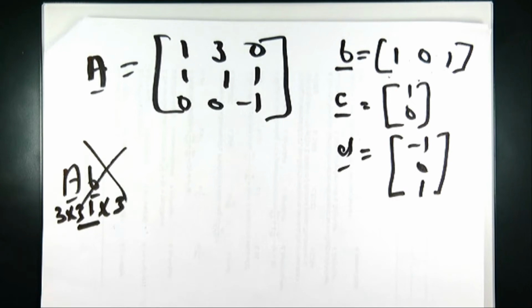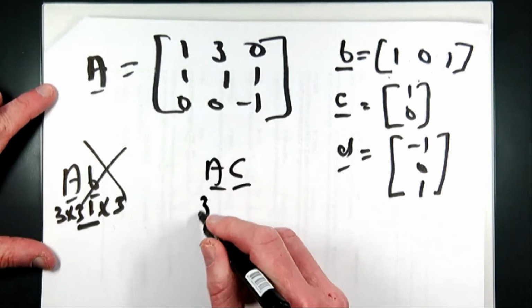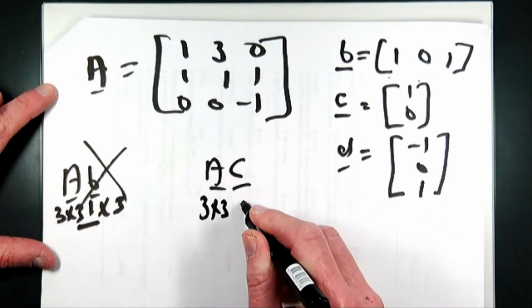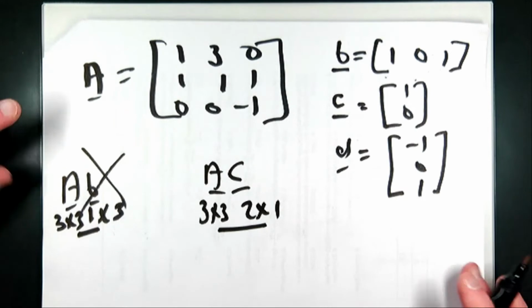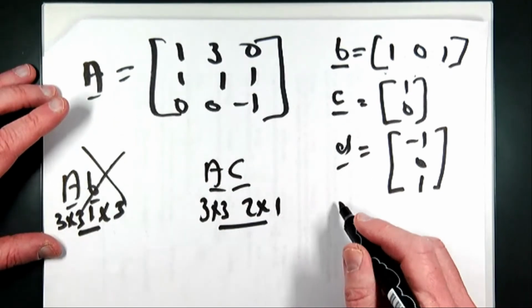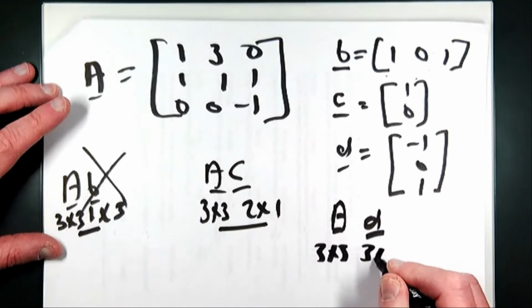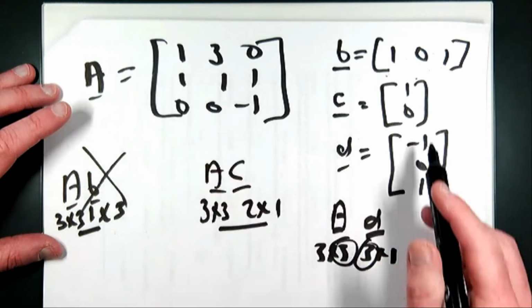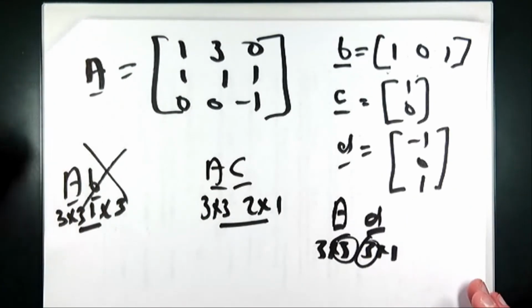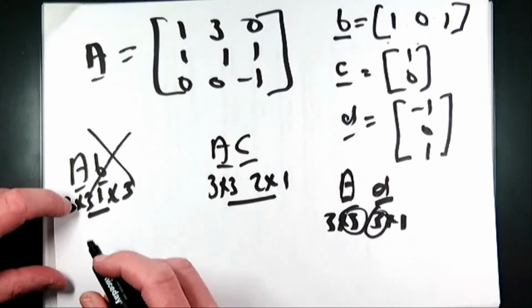All right. If you try and multiply AC, this is a 3 by 3, and this is a 2 by 1. Again, these two numbers are not the same, so you can't multiply A by C. But if you look at AD, this is a 3 by 3, and D is a 3 by 1, and you can do it because these two numbers are the same. And what you get when you multiply a square matrix by a column vector is another column. Okay, so let me do that here.